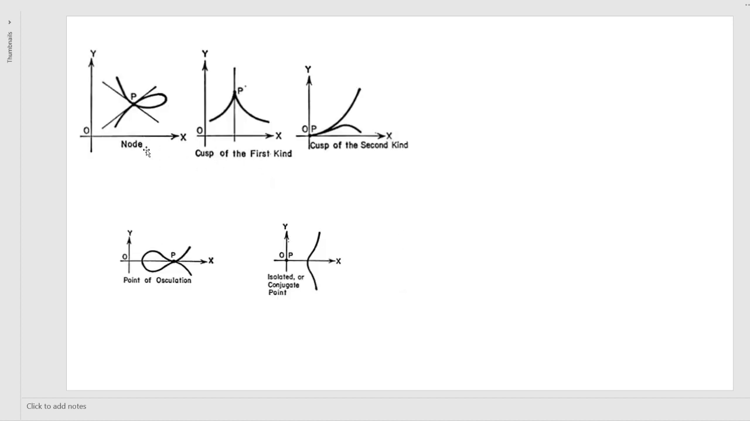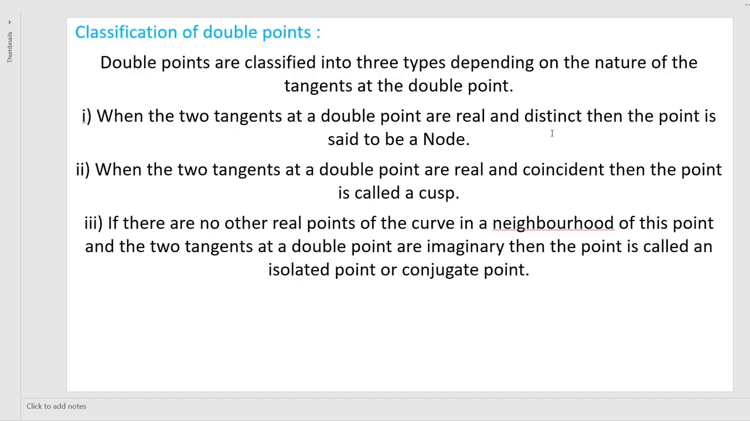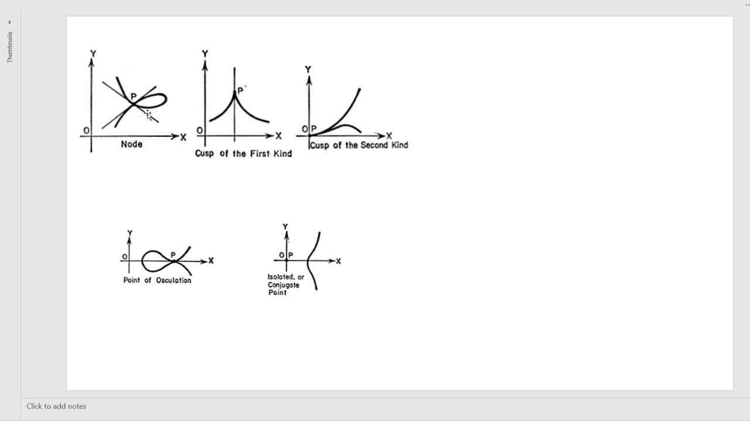It's like this node. And these are the cusps, real and coincident. Here, real and distinct points. Okay, real and distinct points, real and coincident, and imaginary points.